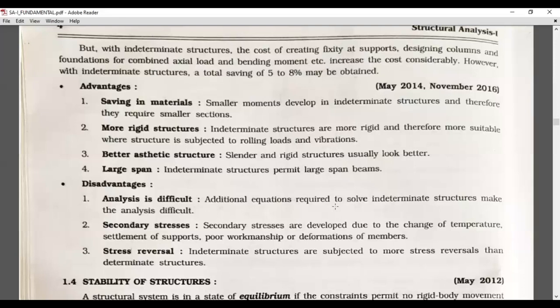Let us clear the proper advantages and disadvantages. Advantages: saving in material, more rigid structure, better aesthetic structure, and larger spans. And the disadvantages: analysis is difficult, and secondary stresses are developed.